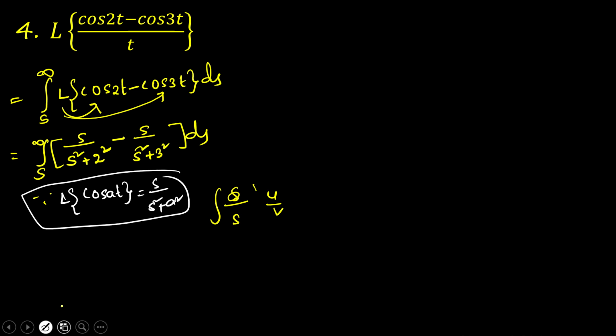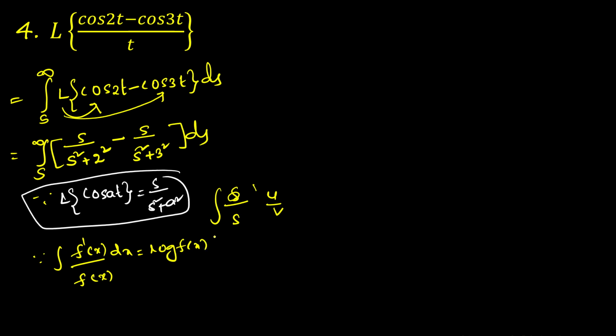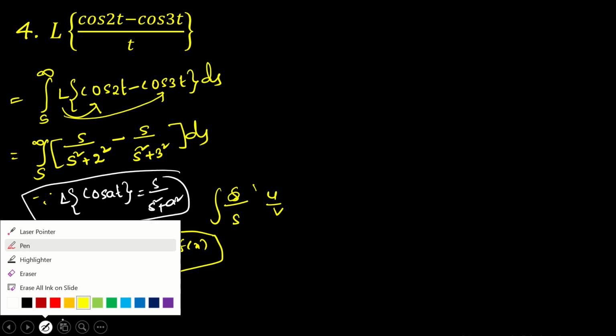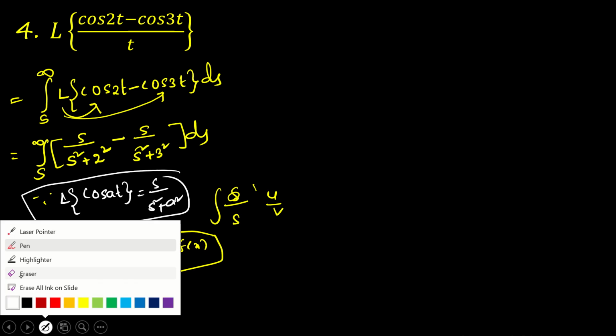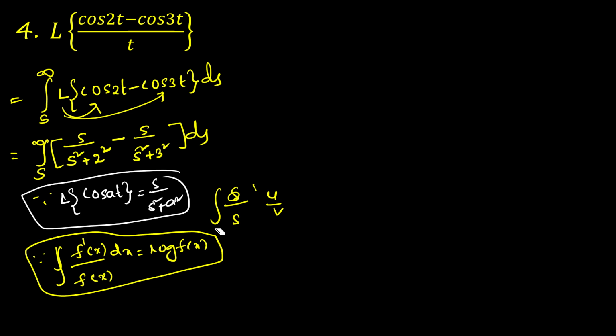Let's see, we have one formula. Integration of f dash of x by f of x dx is equal to log f of x. Clear? The derivative of the denominator should be in the numerator. That is, the derivative of f of x should be in the numerator. Clear?